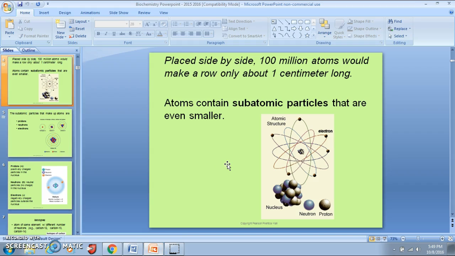Something that I find interesting is if you put 100 million atoms side by side, they would make a row only about 1 centimeter long. 100 million, that's quite a lot. So they are very, very tiny. We've also found that atoms have even smaller particles called subatomic particles. And that makes sense because sub means below. So that would be below the atom or smaller than the atom.